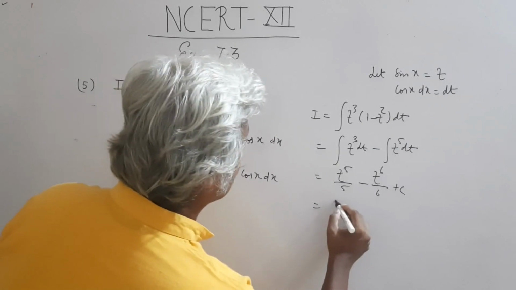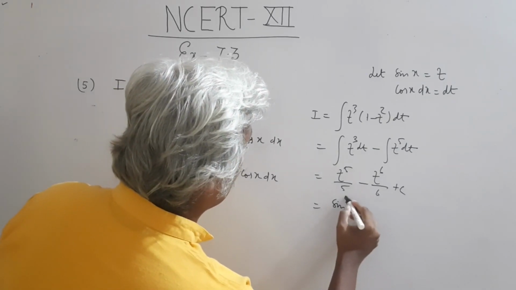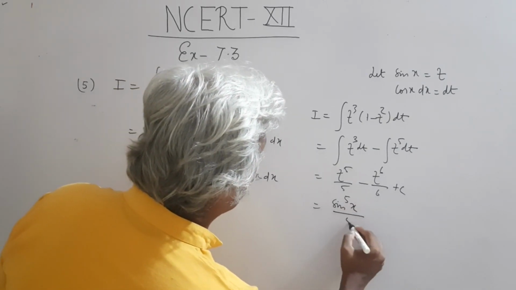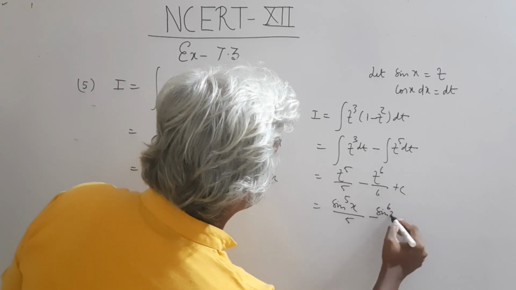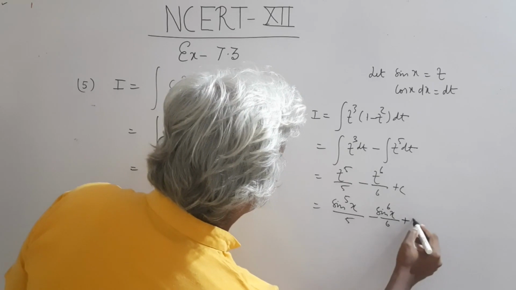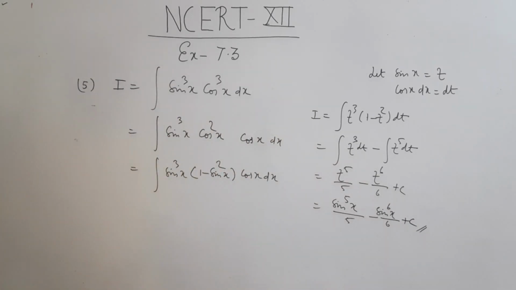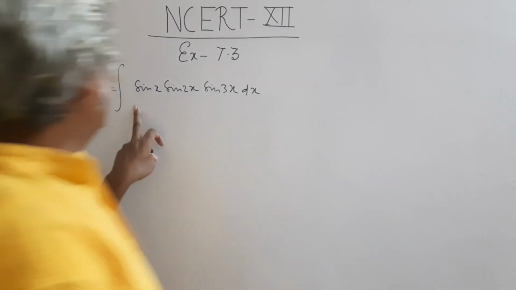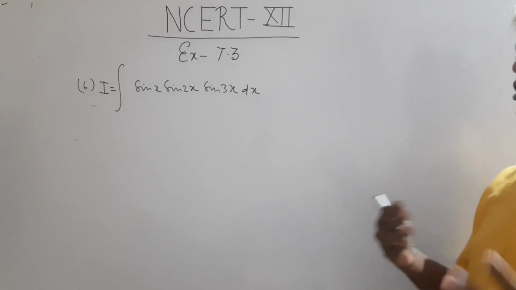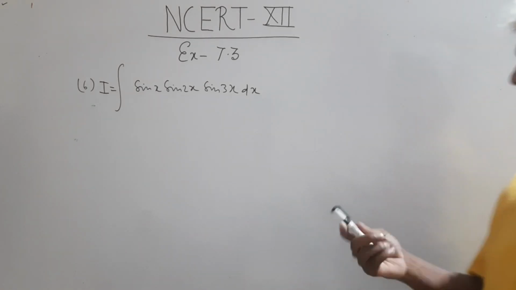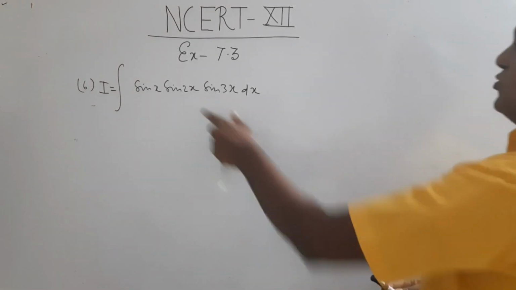So this becomes sin to the power 5x over 5 minus sin to the power 6x over 6 plus c, and this is done. Now go for question number 6. Now here we have to find the integral of sin x sin 2x sin 3x. Again it is very much the same as the cos x, cos 2x, cos 4x. Now before that I want to change this product into a sum.